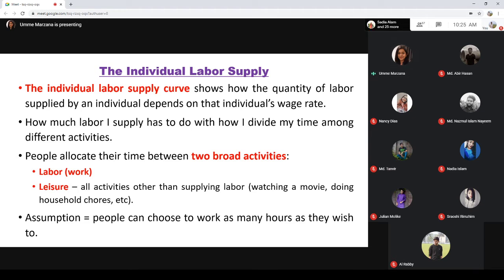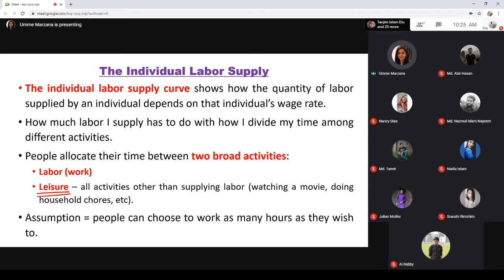What do I do with those 24 hours? There are two things that I can do. Very broadly, these are very broad terms. There are two things I can do. One is I can work, I can supply labor. And the other is I can not work, do anything other than supplying labor, anything that does not help me earn a wage. So shadhanto etar jonno amra ekta broad umbrella term use kori, which is known as leisure.